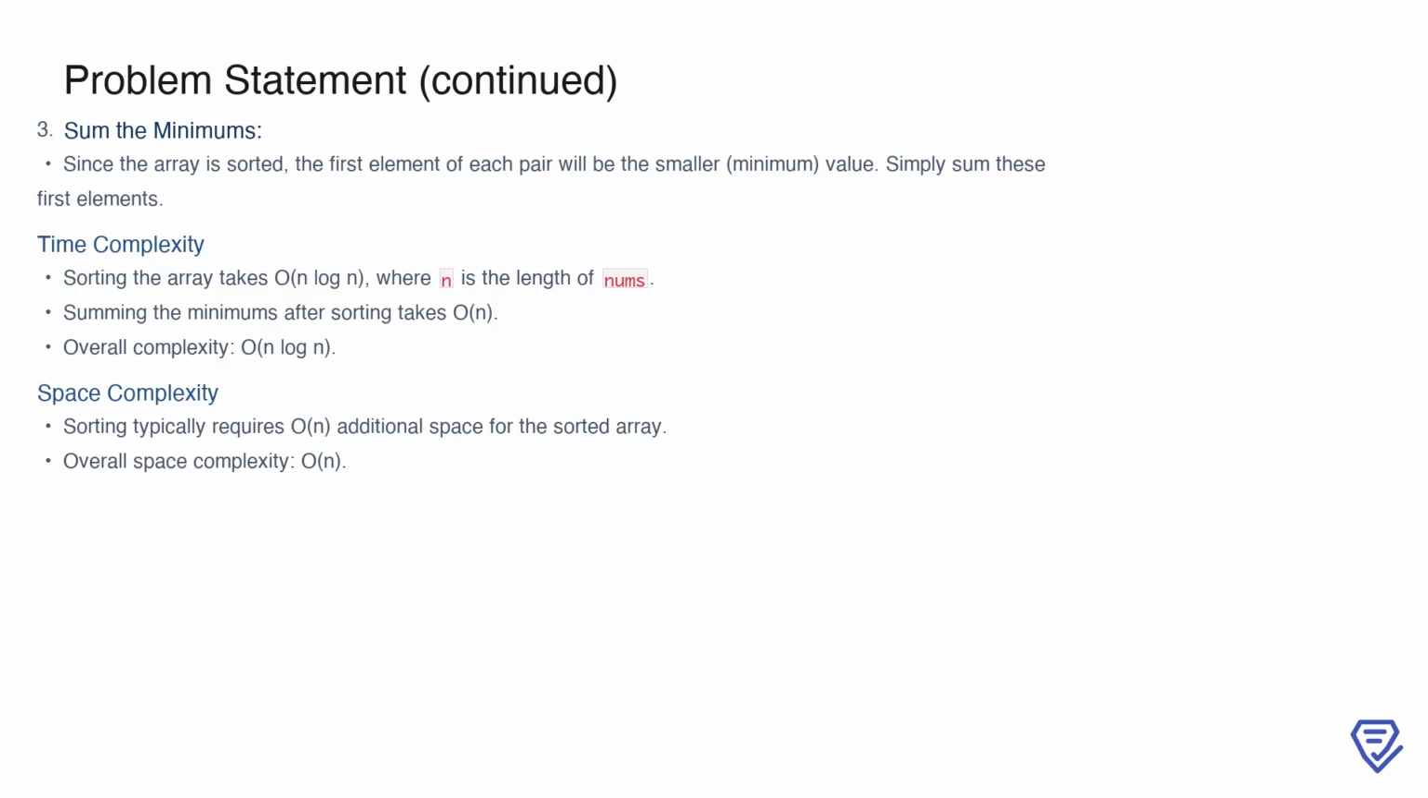Sorting the array takes O(n log n) time, and summing the elements after sorting takes O(n) time, making the overall time complexity O(n log n). The space complexity is O(n), typically required for sorting. This approach ensures that the solution is both efficient and easy to implement.